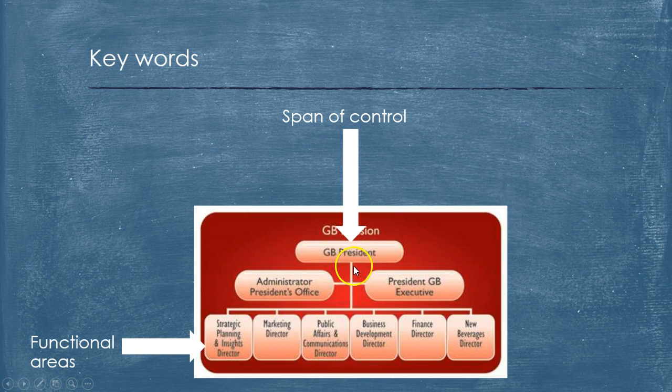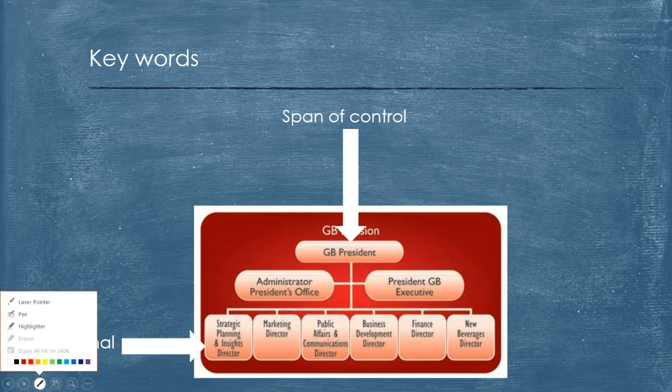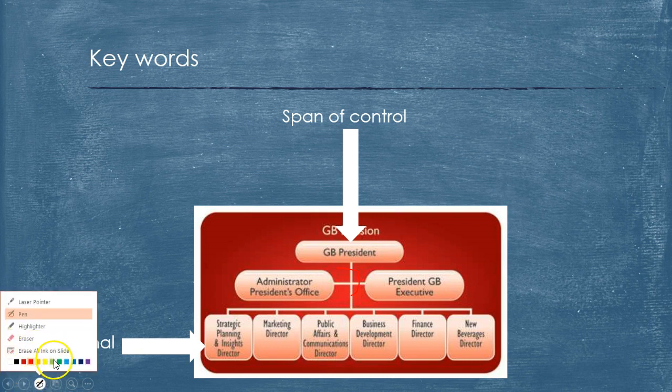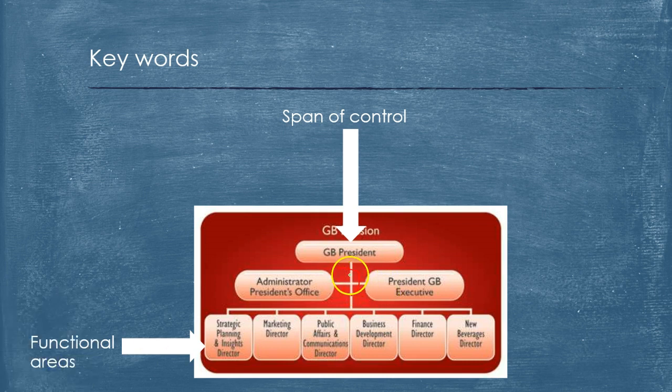Okay, so these parts underneath him, I'll scribble here, these parts underneath, I'll scribble in a different colour. So it's basically everything underneath this man is his span of control. So the GB president has control over all these different people. So the marketing director, strategic planner, and all of that. He has control over it. That's what span of control is.